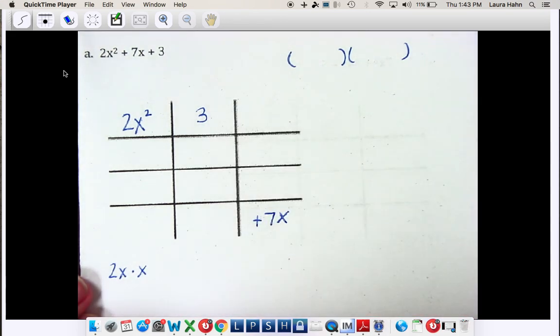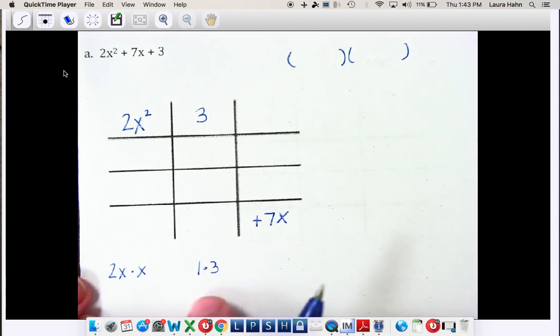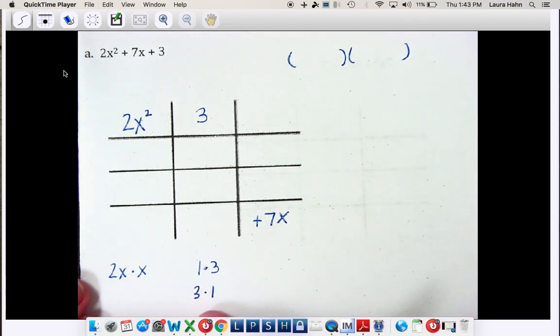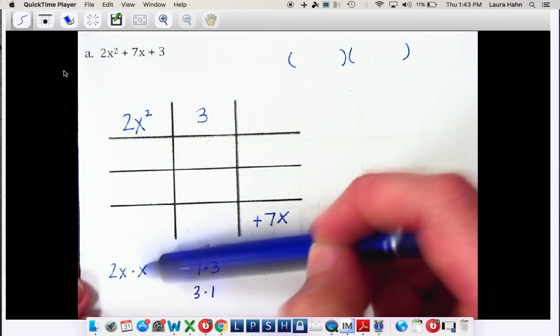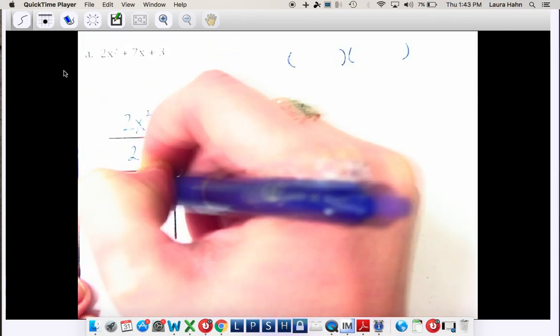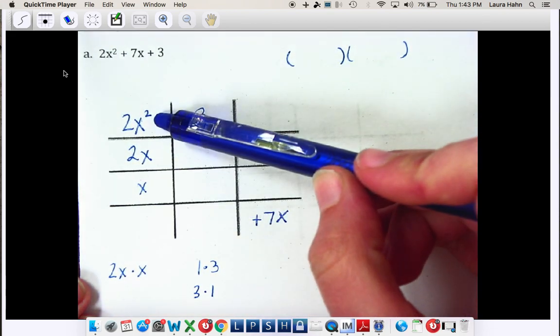Okay, underneath this one, I want to write my factors of 3. So 1 times 3. But here on the second one, I want us to write it forward and backward. So 1 times 3 and 3 times 1. You don't have to do it on the first one, just on the second group, okay? All right, so I'm going to plug my factors in here. So 2x times x. That's how I got that x squared. 2x times x is 2x squared.